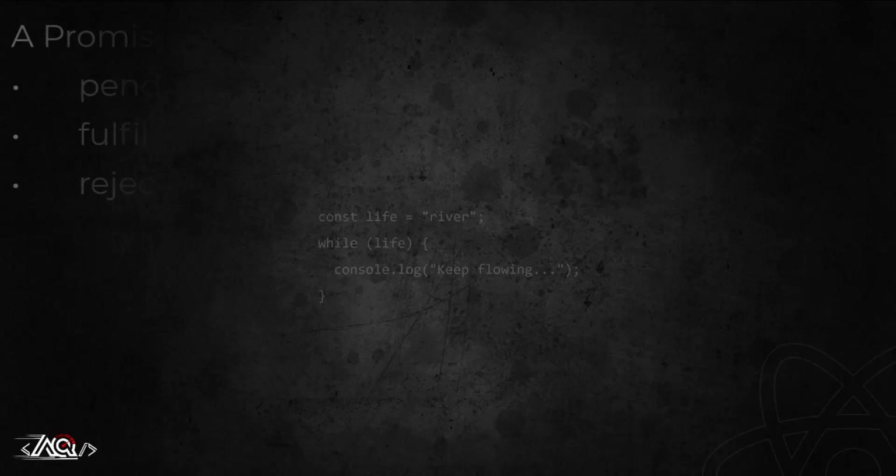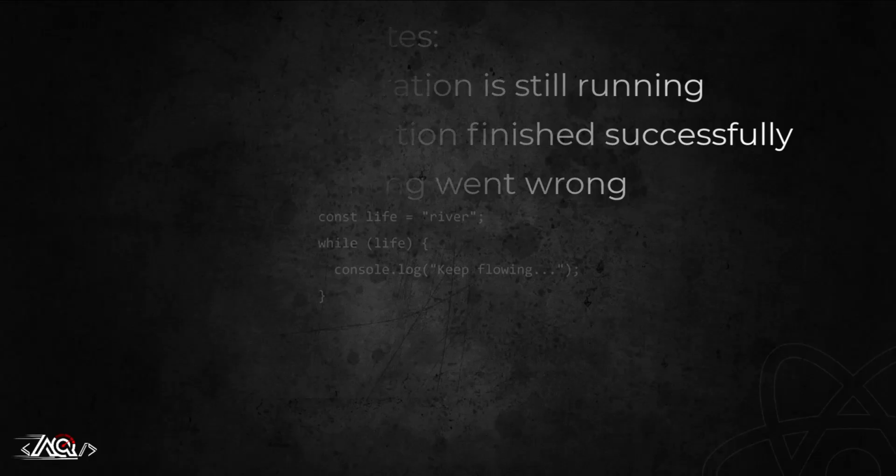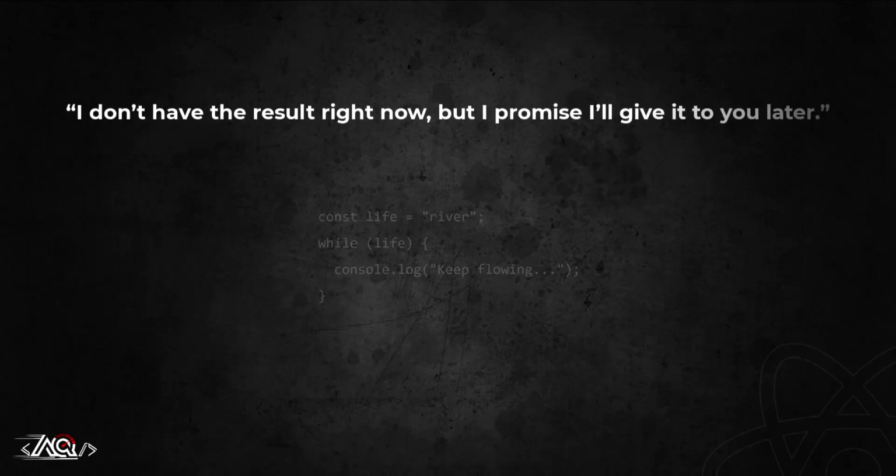A promise has three states: pending, the operation is still running; fulfilled, the operation finished successfully; rejected, something went wrong. So you can think of a promise like this: I don't have the result right now, but I promise I'll give it to you later.